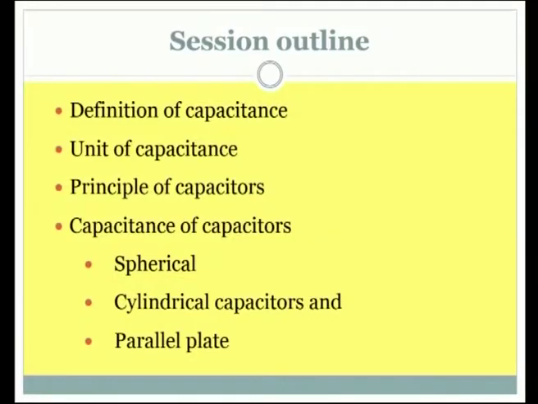Welcome to UGC lecture series on electricity and magnetism. We have been discussing the concepts related to electrostatics in this part of the lecture series. In today's lecture, we are going to learn about the concept of capacitance. We are going to see the definition of capacitance, the unit of capacitance, the principle of capacitors, and the capacitance of capacitors for spherical, cylindrical and parallel plate capacitors. So, the entire lecture is devoted to the concept of capacitance.